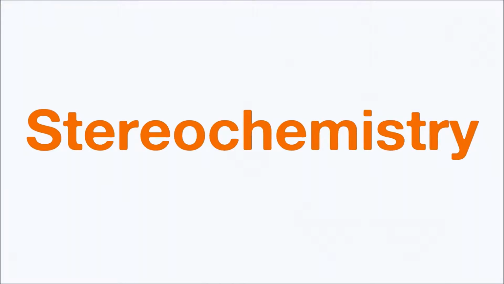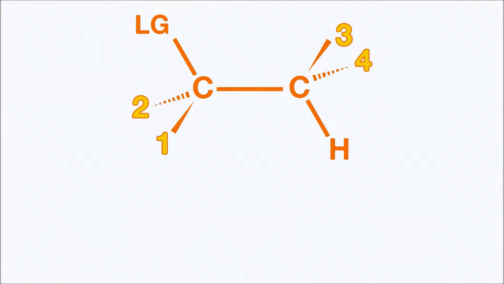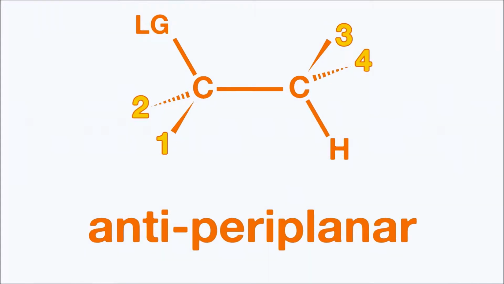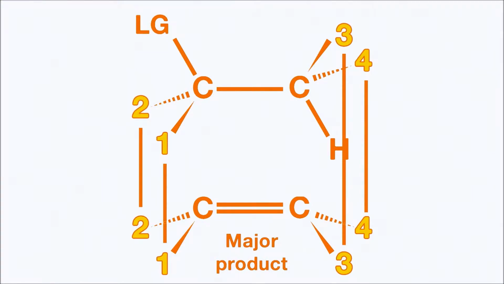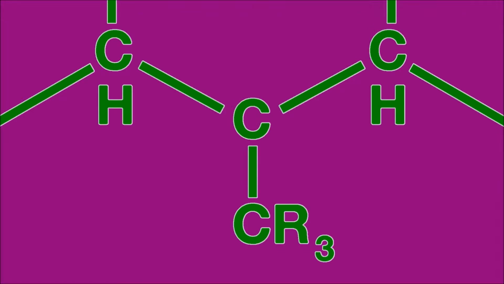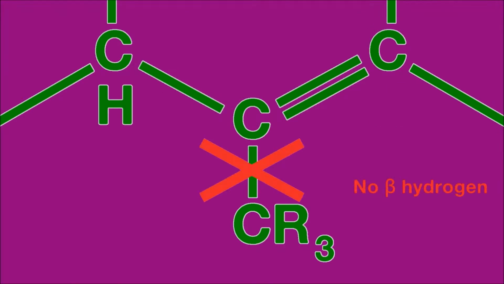Stereochemically, for an elimination to occur, the leaving group and acidic hydrogen must be anti-periplanar to each other. The alkene product will have a configuration in the likeness of the anti-periplanar rotamer of the substrate. The double bond can form between any alpha and beta positions.